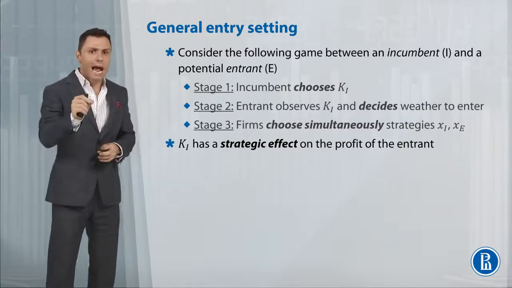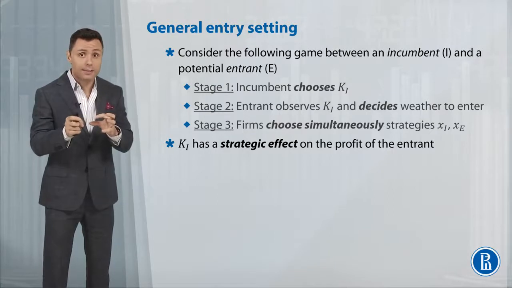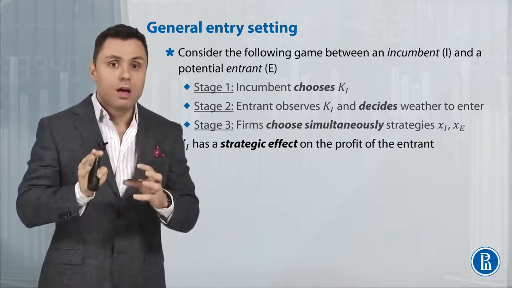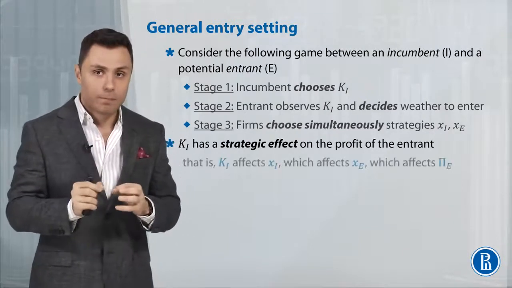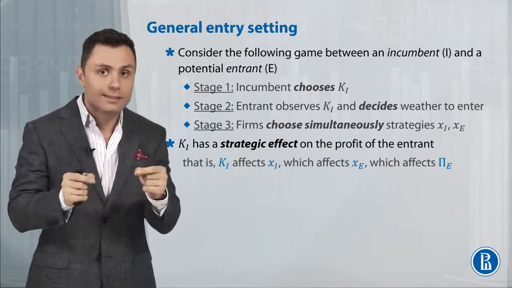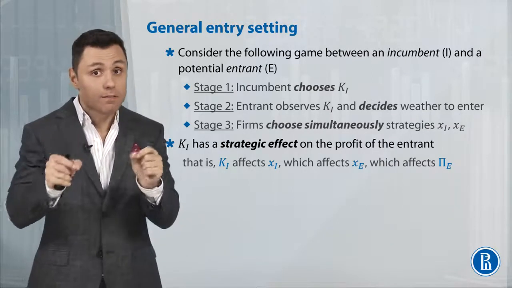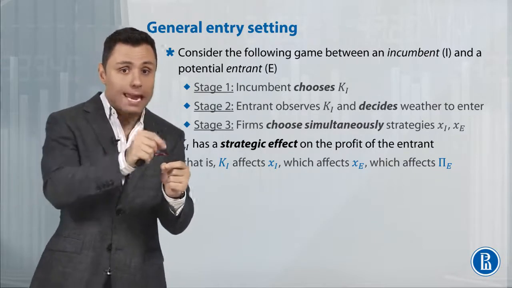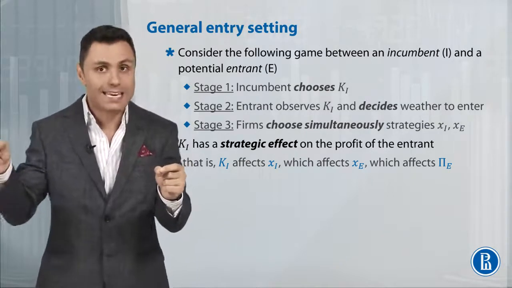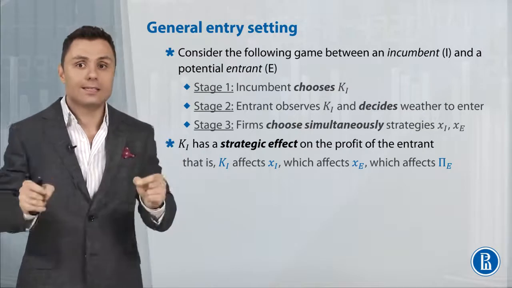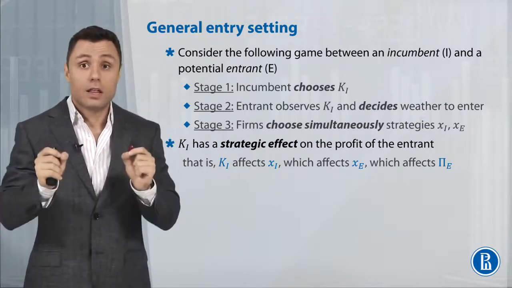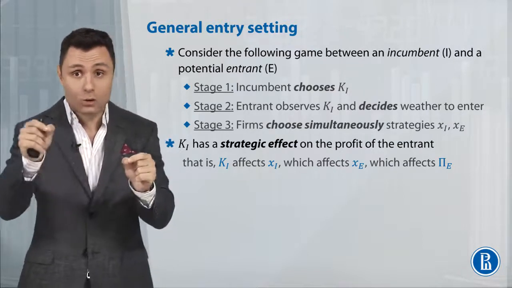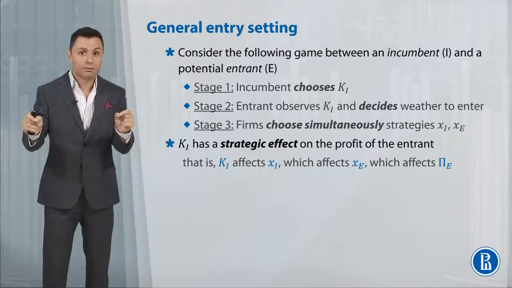Now that is, KI, how does this effect work? How does it channel from I to E? KI affects XI. XI is causatively related with XE, and XE affects the profit of E. So you have this channel that you go from KI to XI to XE to PE. All right, this is a difference that you have to understand. That's why I really want to focus on that. You have a result from KI to XI to XE to PE.